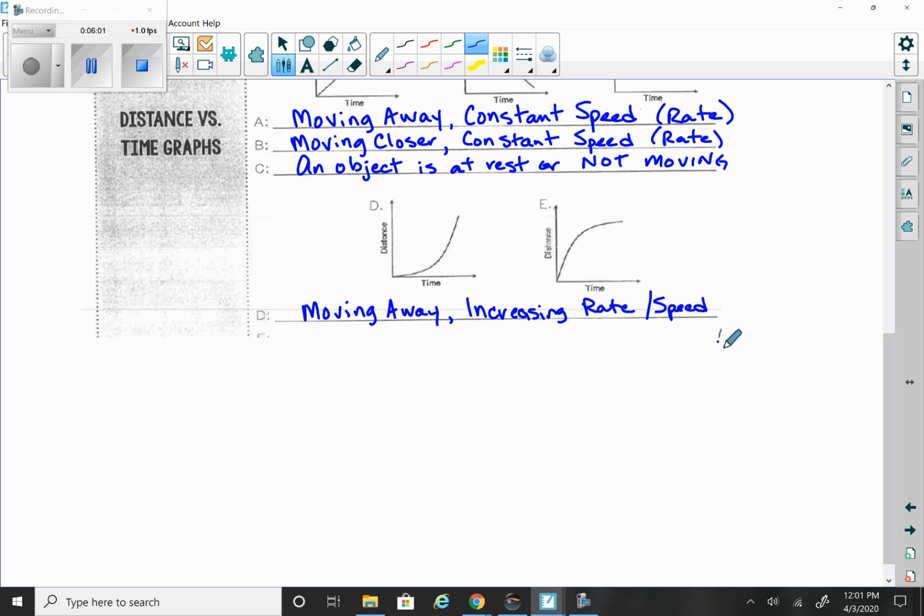And then finally, that last one there in E, again, we can see that we're moving away, but this time we're gradually decreasing our speed. Right? So again, this one is moving away because it's going uphill, but we're gradually slowing down. It's like when you're in a car and you slow down and stop, right? So their speed is decreasing. So we're going to say decreasing rate or speed.